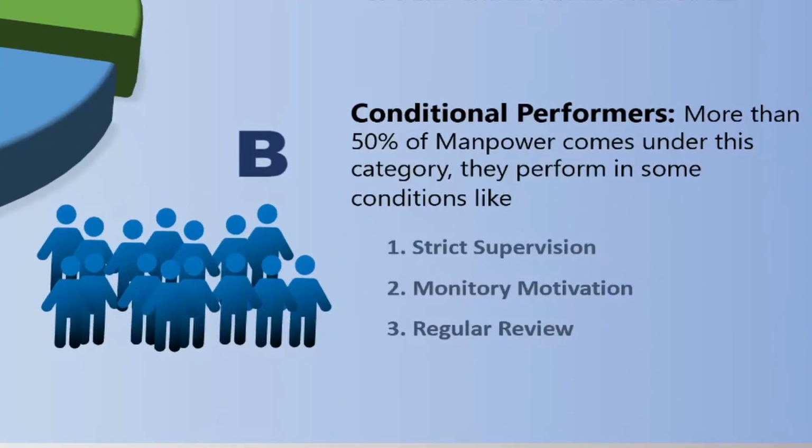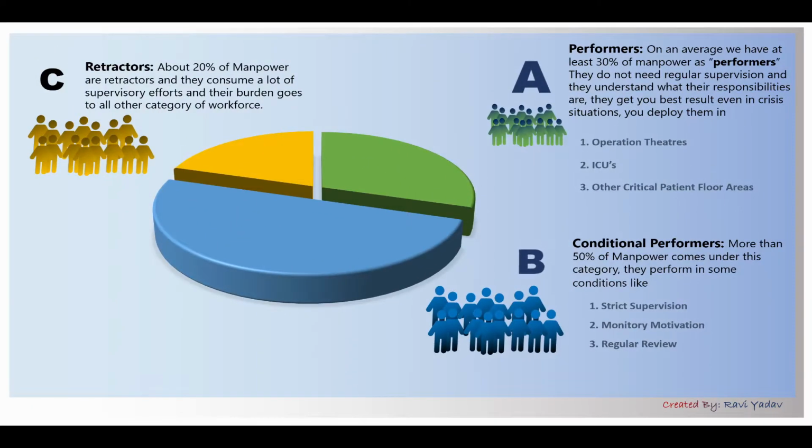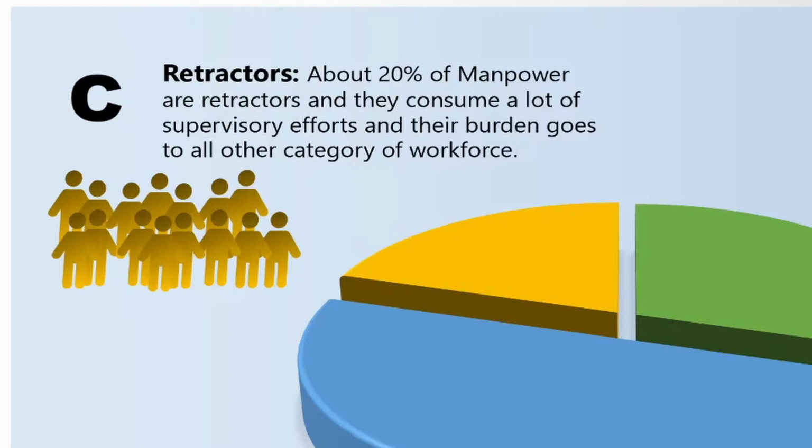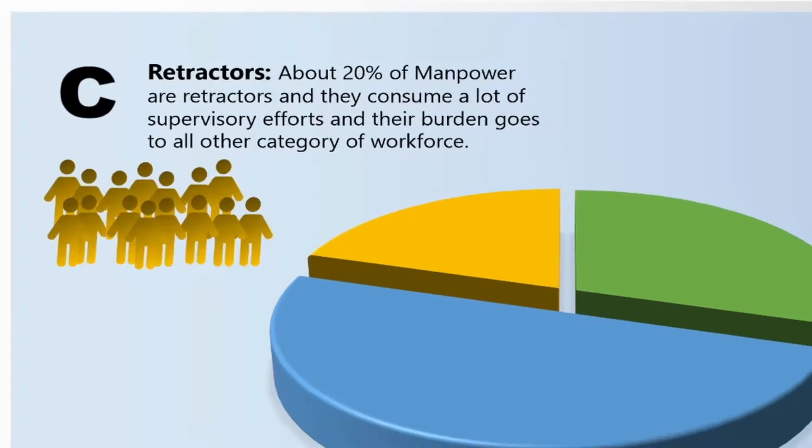This is almost more than 50% of your total manpower, which falls under this category of conditional performers. They perform in some conditions like strict supervision, monetary motivations, and regular reviews. And the category C, which is the last category, is called retractors. About 20% of manpower are retractors, and they consume a lot of supervisory effort, and their burden goes to all other categories of workforce.